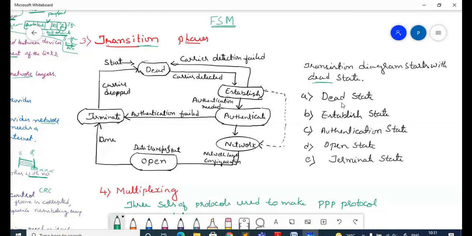The system may be in dead state, or it may move to establishment state, or authenticate state, network state, then open state, then terminate state. So there are 5 states through which the exchange of data takes place using this point to point frame structure. Okay, so let me start the process where exactly it starts.